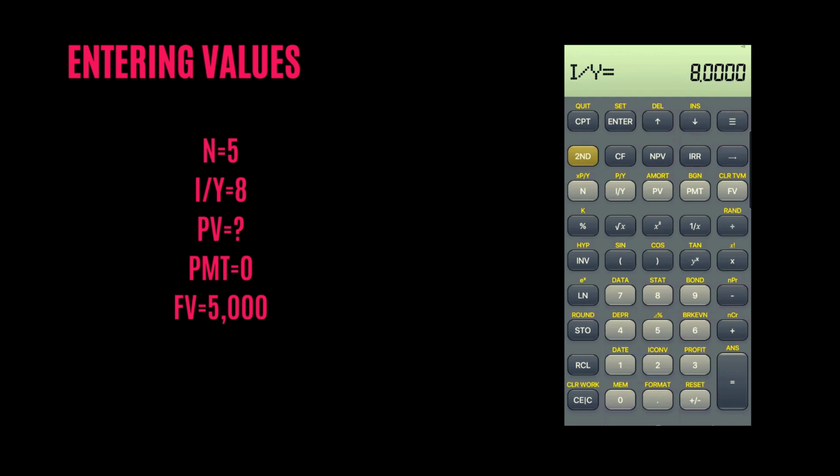Well, it does not mention a payment in this problem, and so we want to enter in 0 for payment. The reason you want to do this is if you have a payment from a previous problem that is saved in your calculator and you don't put in 0 for payment, your answer will be all kinds of messed up. You don't want that.